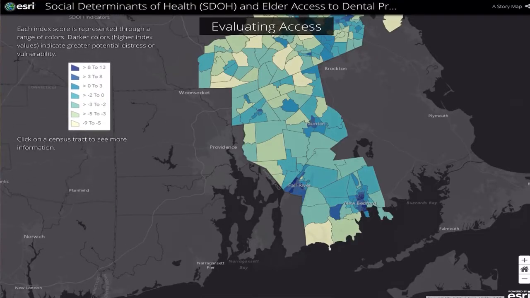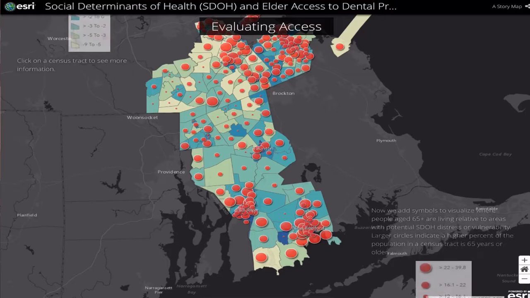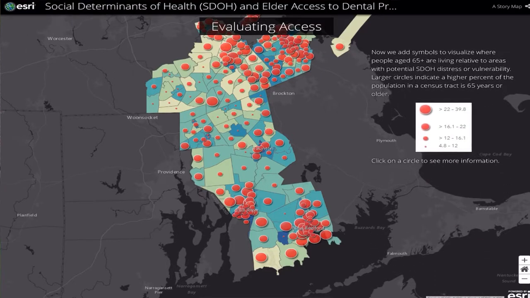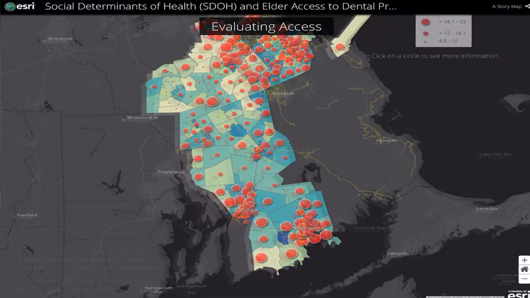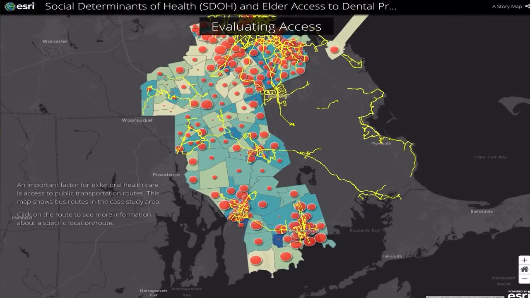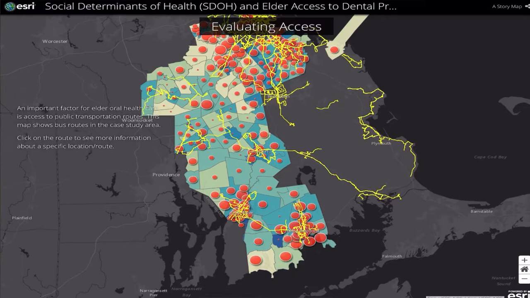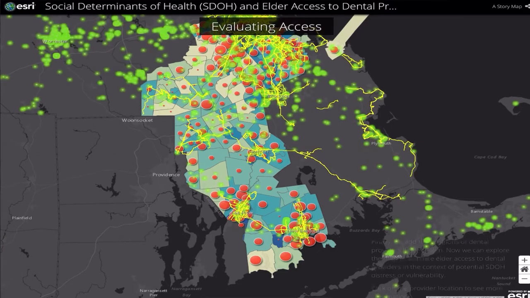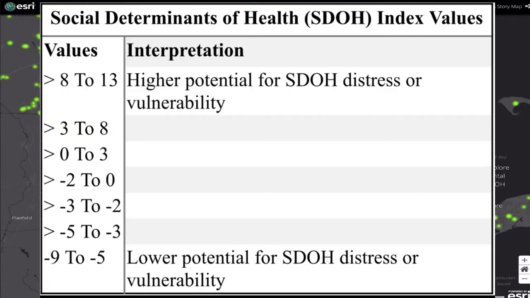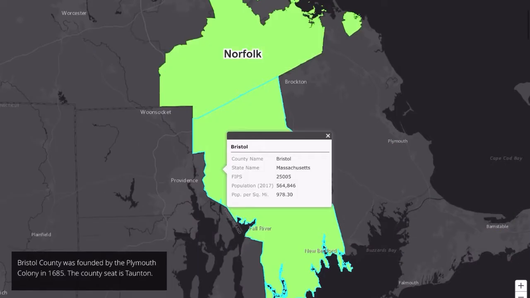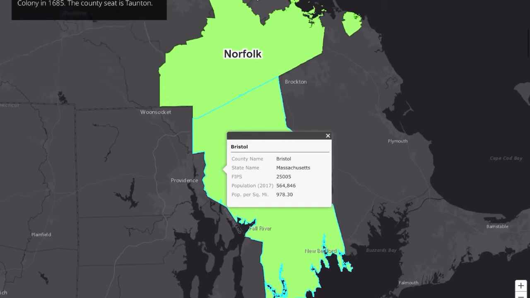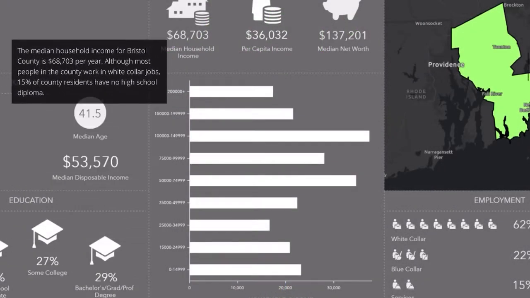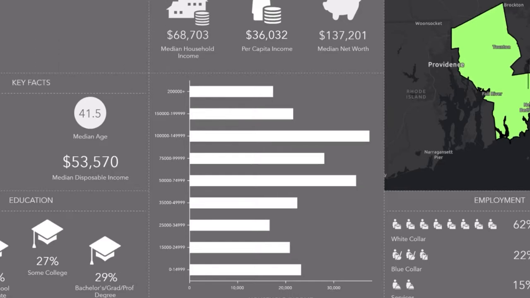The maps in social determinants of health and elder access to dental providers allow interactive evaluation of where people aged 65 and older live in relation to dental providers and public transportation routes, and whether the census tracts they live in are potentially vulnerable areas based on the case study Social Determinants of Health Index. These data visualizations can be used to evaluate and prioritize elder access to dental providers in the case study area.